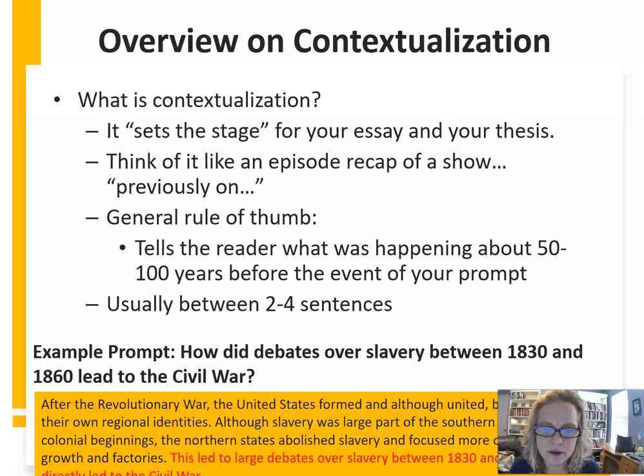After the Revolutionary War, the United States formed, and all the states began to create their own regional identities. Although slavery was a large part of the Southern economy from its colonial beginnings, the Northern states abolished slavery and focused more on industrial growth and factories. This led to large debates over slavery between 1830 and 1860, which directly led to the Civil War. Now that could be part of my thesis, the one in the red, but you can see the sentences before it led up to that and easily transitioned into my argument. Okay, so it's like the story before it gives you that context.